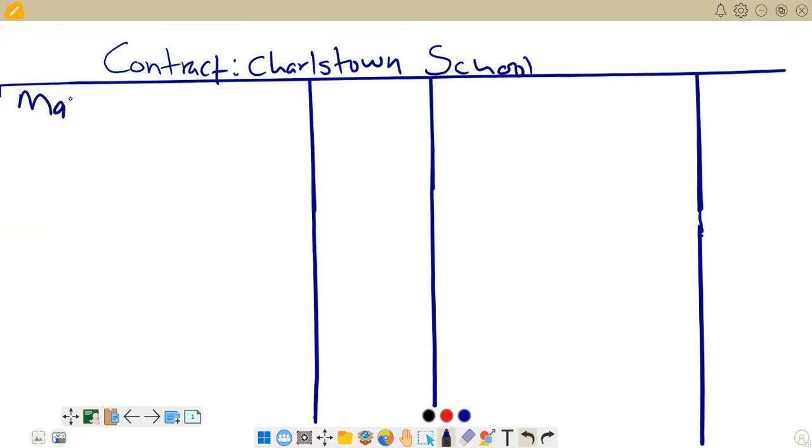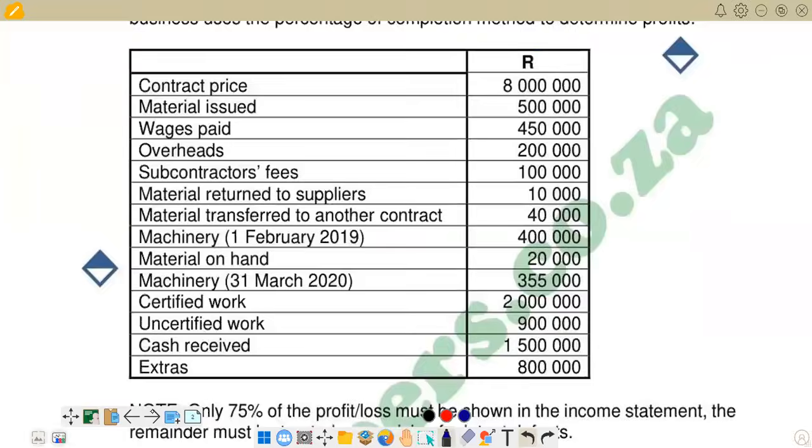Material issued. And we see that the material issued, the amount that we have there, was 500,000. Then we go back again, check the next account that we have.